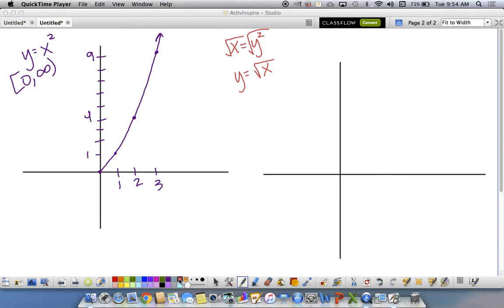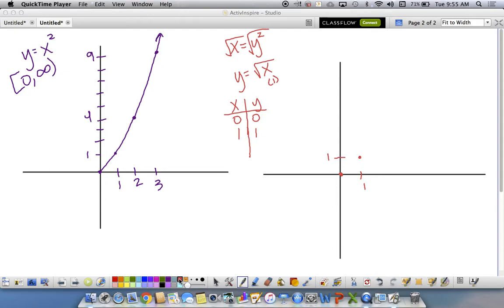Now, what does that look like? I'm going to do that table. If x is 0, what is y? What's the square root of 0? 0. And I'm going to plot a point. What if x is 1? Plugging in a 1 for x, what's the square root of 1? That's right. It's 1. It doesn't look too different now. The first 2 points are the exact same.